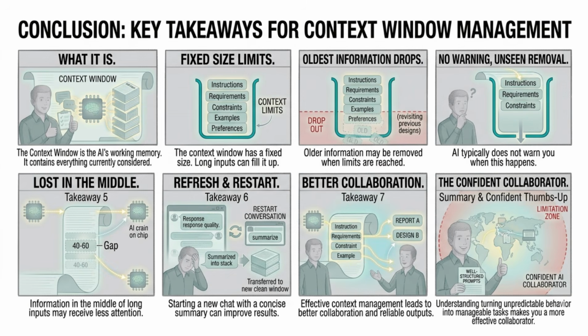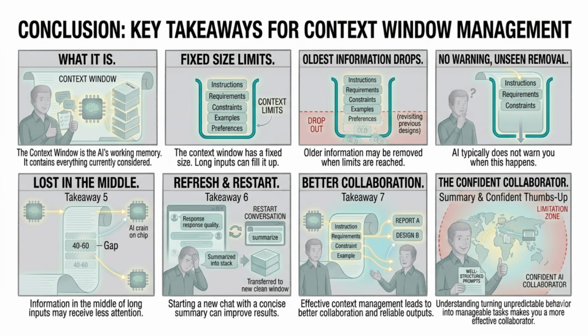Conclusion. Let's recap. The context window is the AI's working memory. It contains everything the AI is actively considering while generating a response. Key takeaways. The context window has a fixed size. Long conversations and large documents can fill it up. Older information may be removed when limits are reached. AI typically does not warn you when this happens.